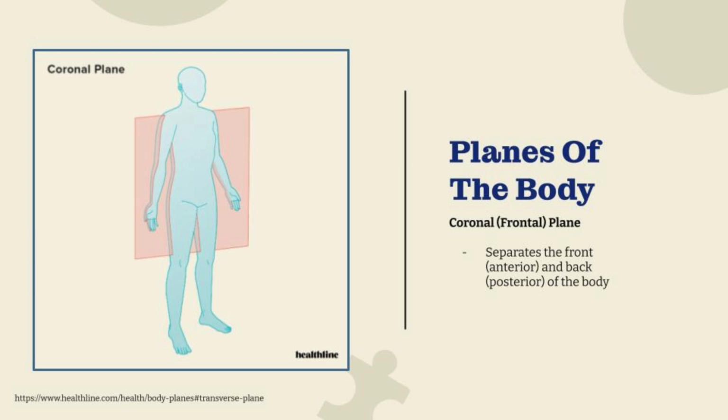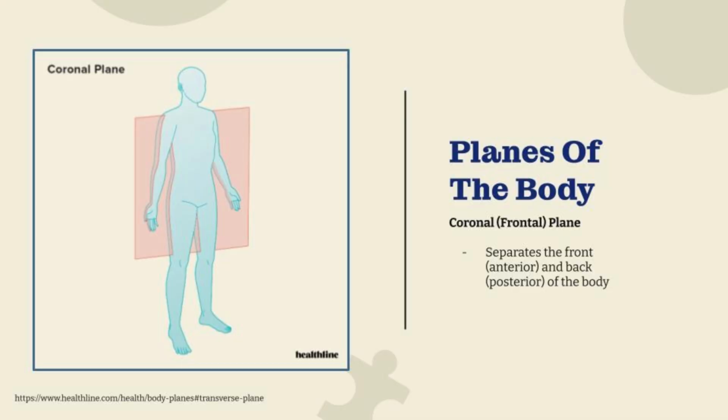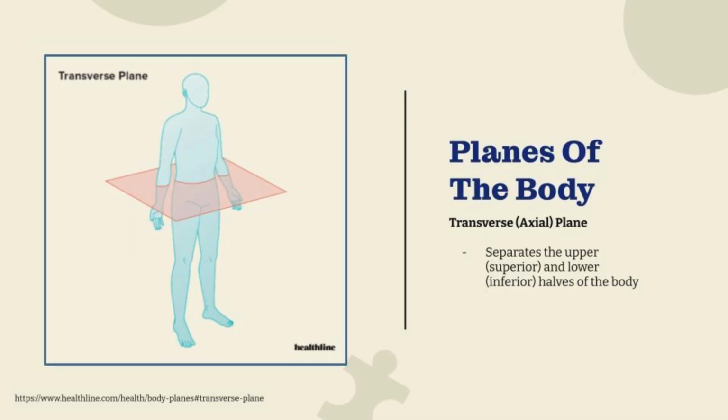The coronal or the frontal plane separates the front, also called the anterior, and back, the posterior, of the body. This one goes right through your shoulders, just like it shows in that image there. And then the last of the three main planes is the transverse plane, or sometimes the axial plane. This separates the upper or superior and lower, inferior halves of the body.